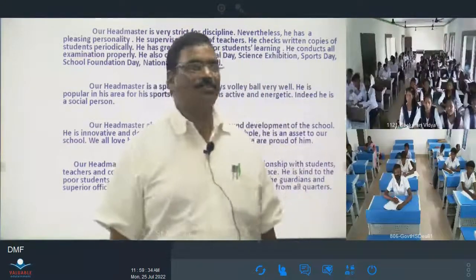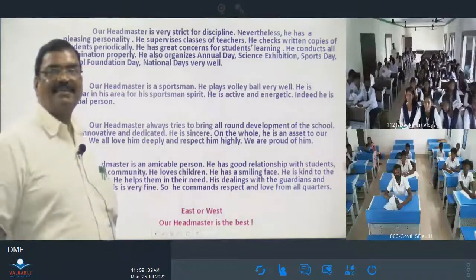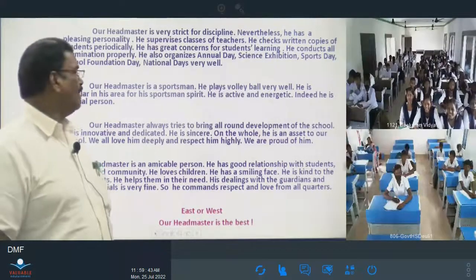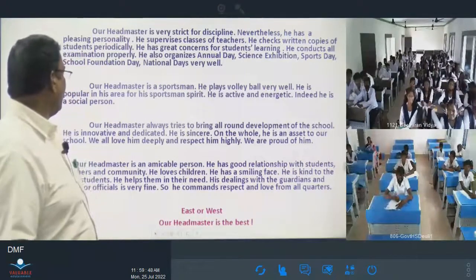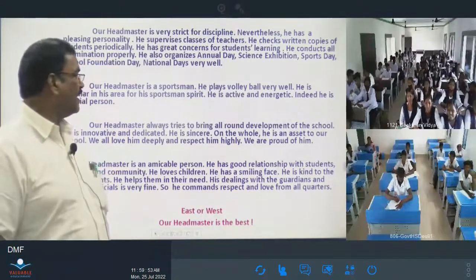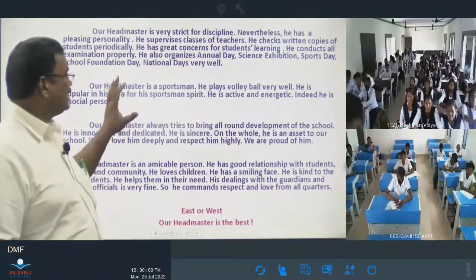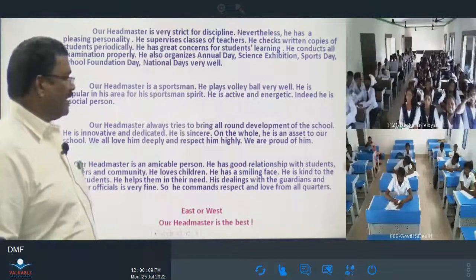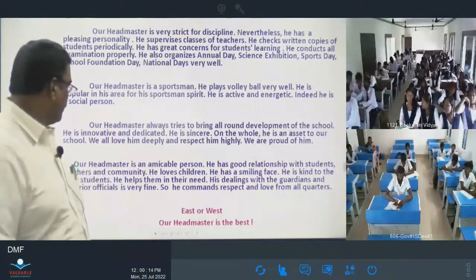Then we proceed to the next paragraph. Our headmaster is a sportsman. He plays volleyball very well. He is popular in his area for his sportsman spirit. He is active and energetic. Indeed, he is a social person. So in this paragraph, we find the hobby of the headmaster, what he likes. Then we proceed to the next paragraph of our headmaster.